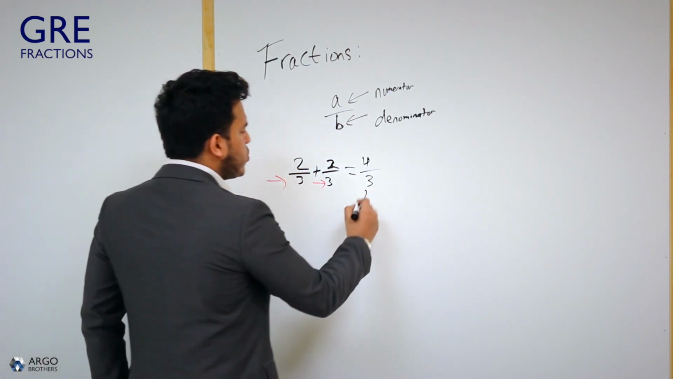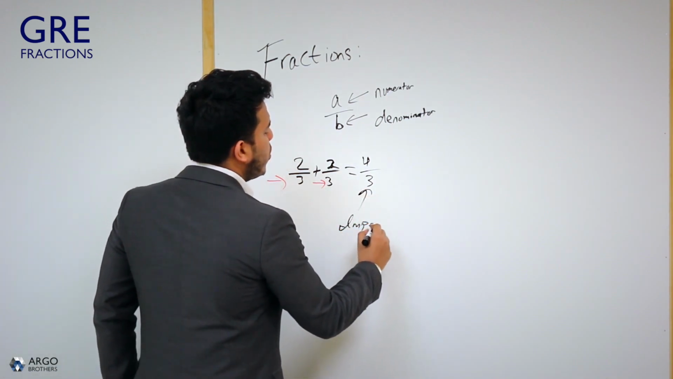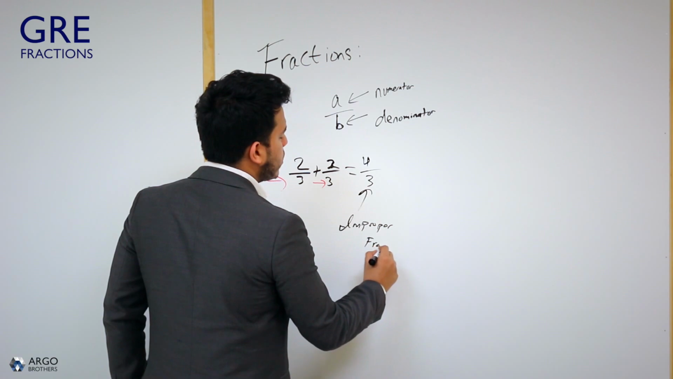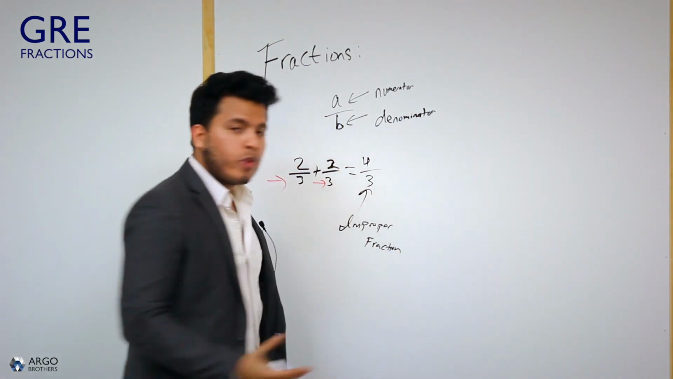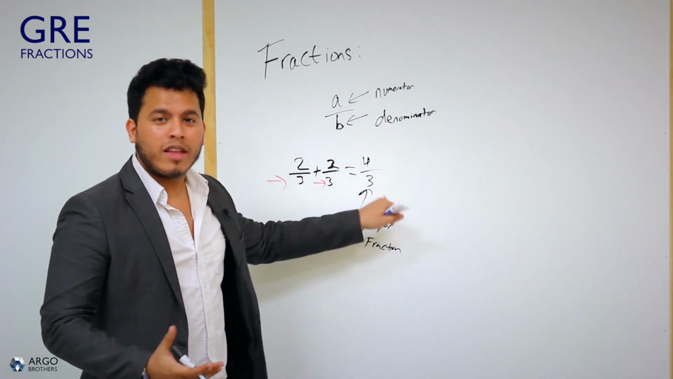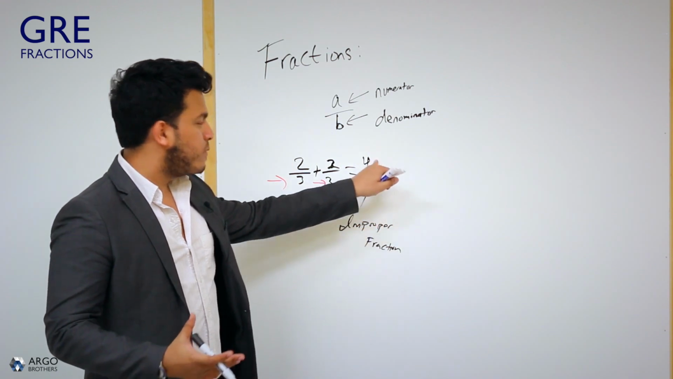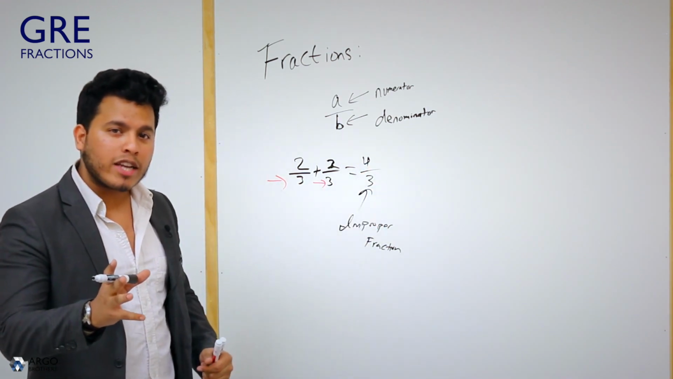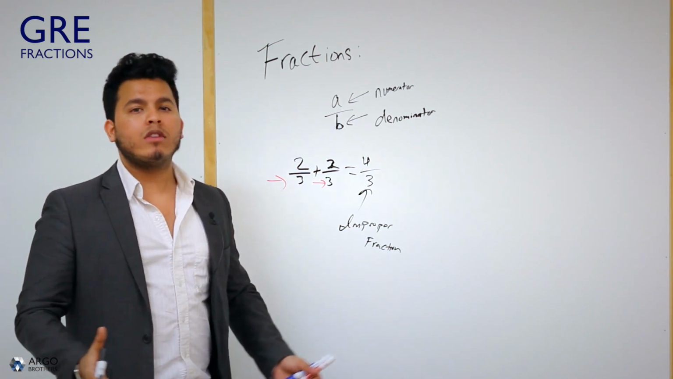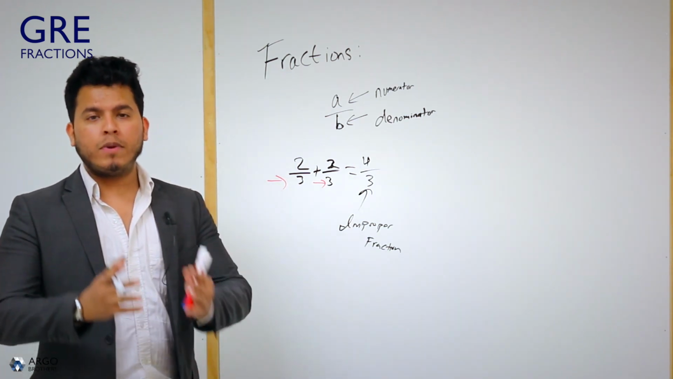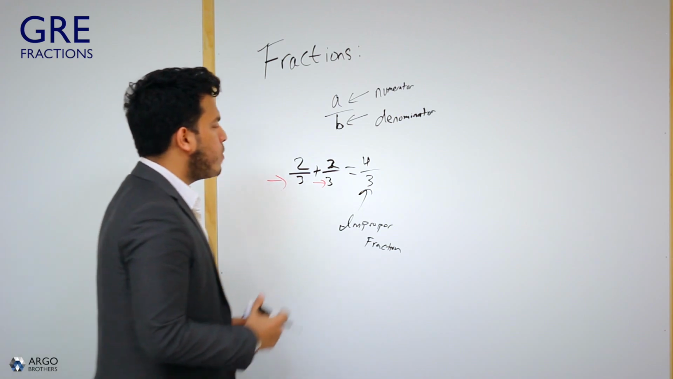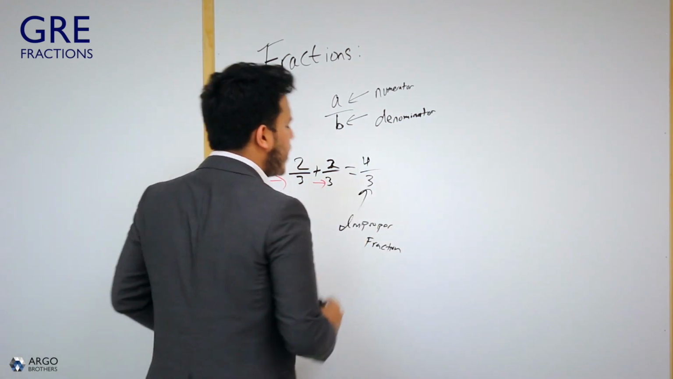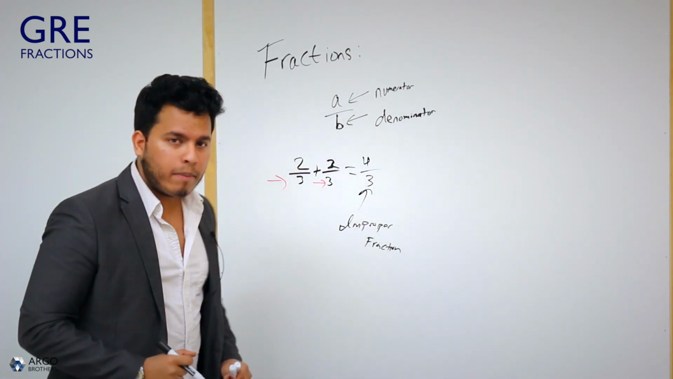Why? This is actually an improper fraction. What is an improper fraction? An improper fraction is when your numerator is greater than your denominator. In this case, 4 is my numerator and 3 is my denominator, therefore it's an improper fraction. Maybe I have to make it into a mixed number because my answer choice will be a mixed number. How do you go ahead and convert an improper fraction into a mixed fraction?